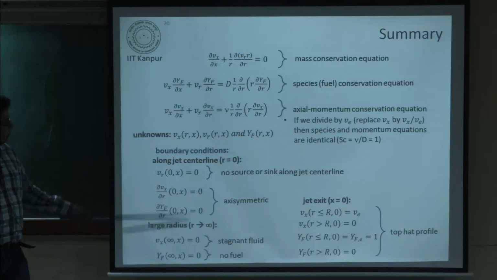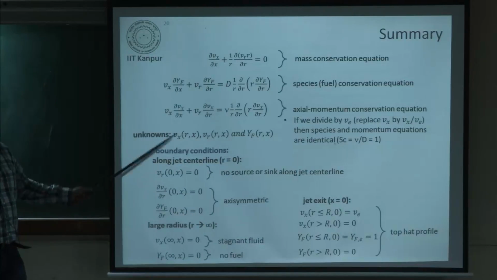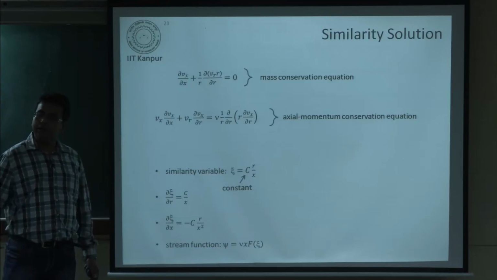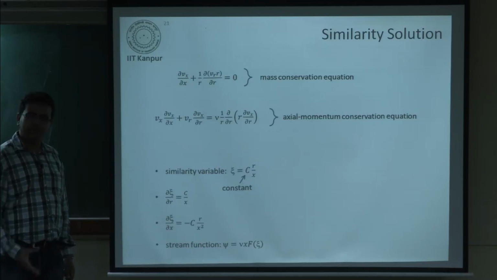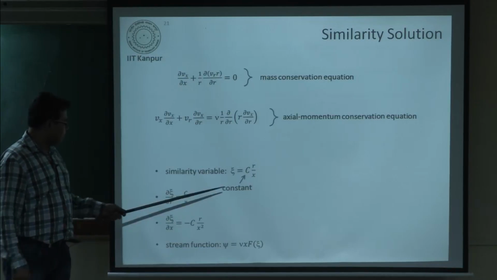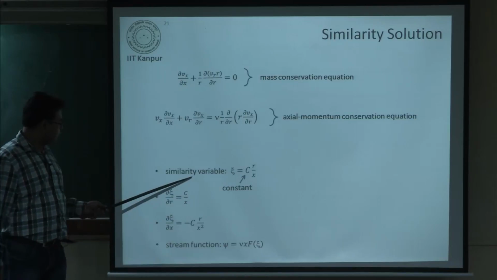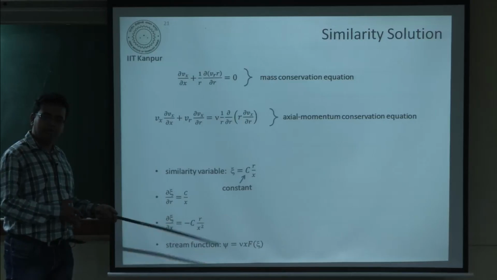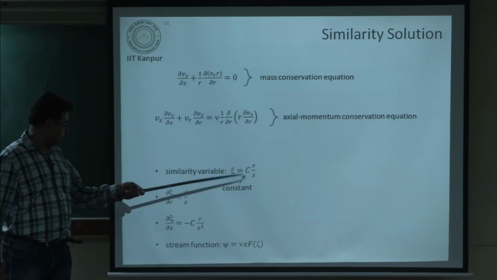If you solve them numerically, you will be able to obtain Vx, Vr and Yf. But fortunately we have the analytical solution for that. This is just like the boundary layer theory, in that we assume a similarity variable and then we can solve this. Here also we have a similar approach. I will just quickly browse through that because it will be very lengthy if I go through each step.